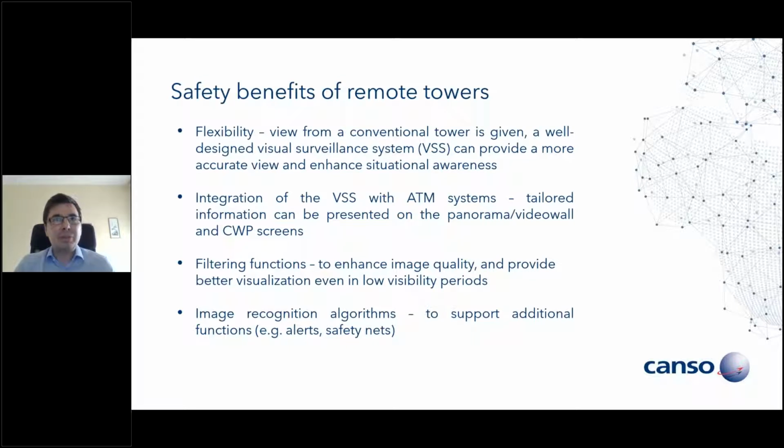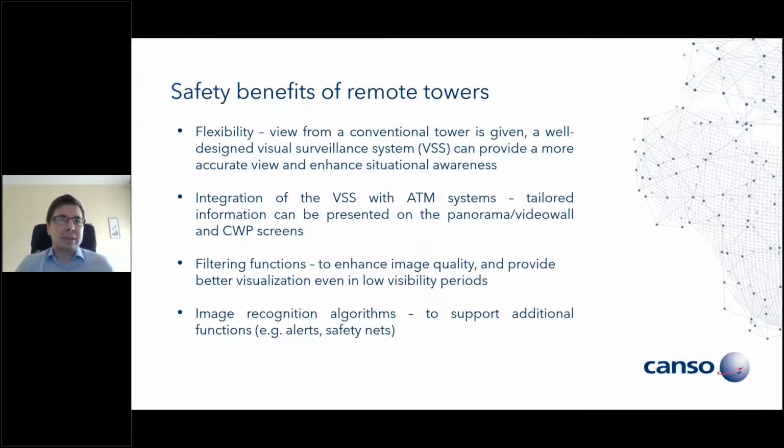Of the safety benefits of remote towers, maybe the most important is the flexibility. The position of the conventional tower is more or less given at an airport. But as airports become bigger and bigger, some points of these airports can be quite far from the conventional tower. A well-designed visual surveillance system can provide a better view, even of the furthest point of the airport, and it is much more flexible, much more adjustable in case of later airport development.